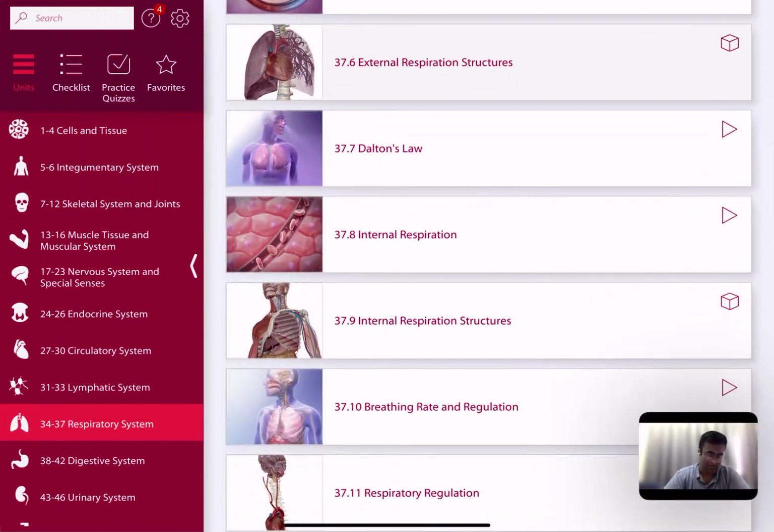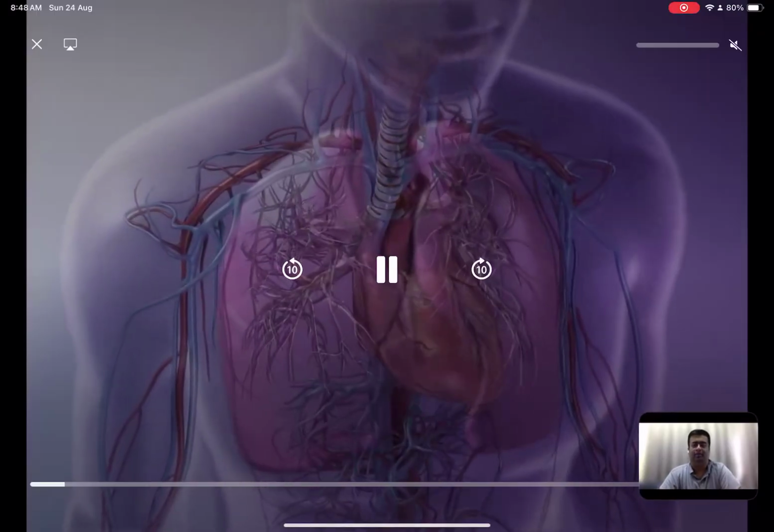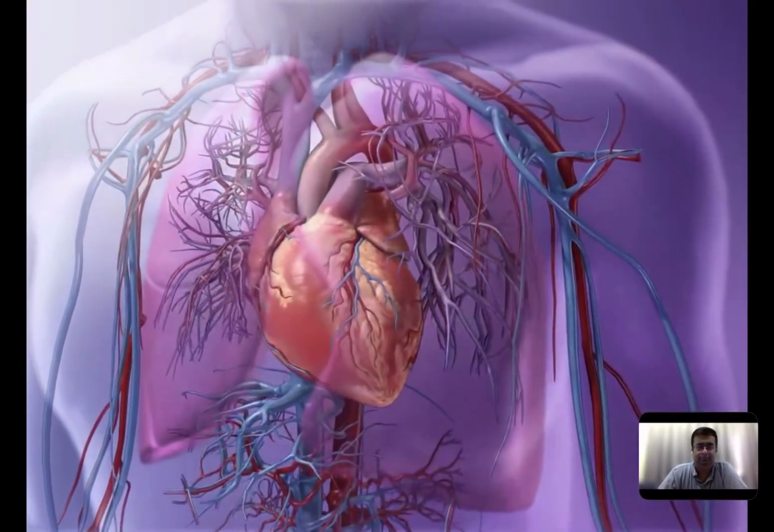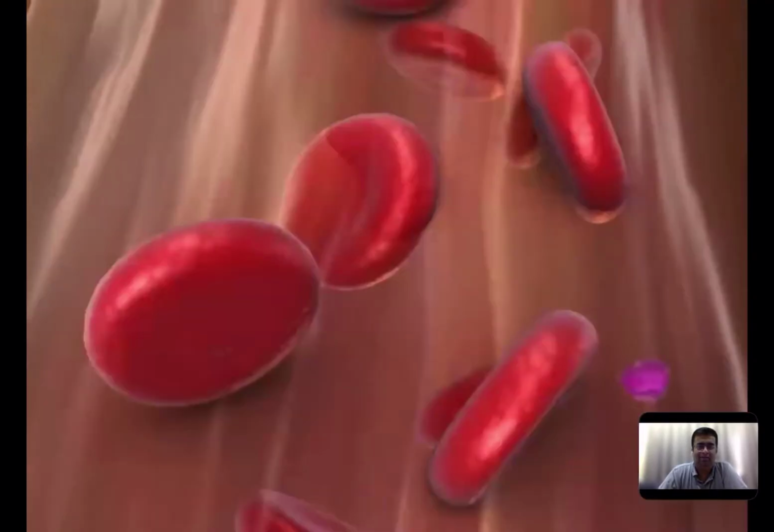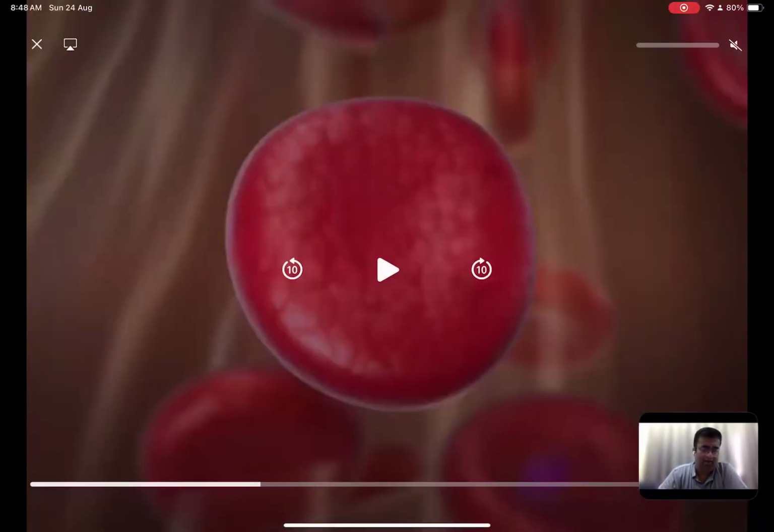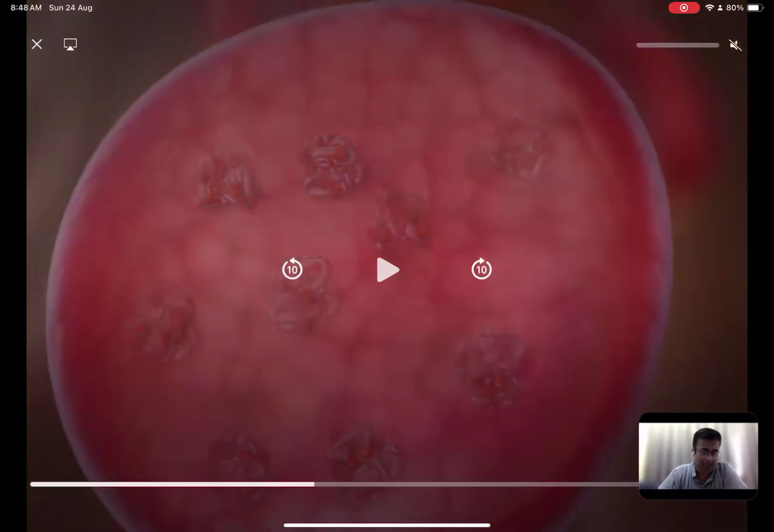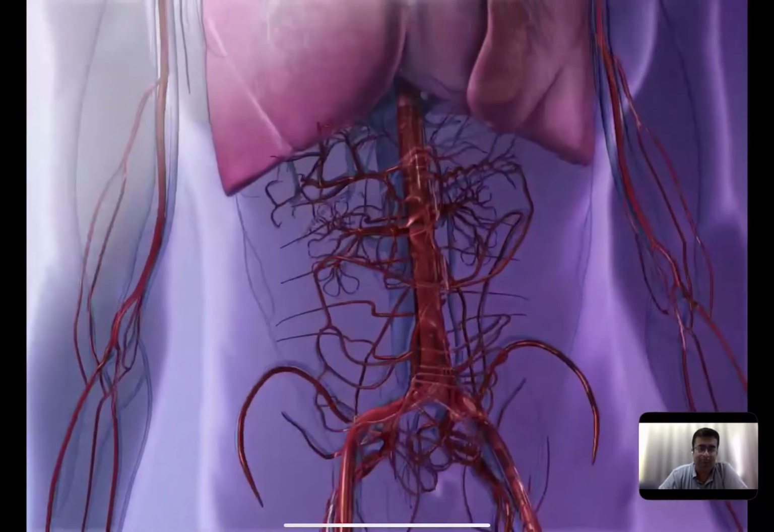Now let us see internal respiration, how the oxygen gets delivered to the tissues, and also how carbon dioxide from the tissues is received by the blood. The bloodstream delivers oxygen to cells and removes waste carbon dioxide through a process called internal respiration. In the lungs, oxygen is absorbed into the erythrocytes in the bloodstream. So the RBCs containing hemoglobin will carry the oxygen in the form of oxyhemoglobin. Each molecule of hemoglobin can bind to about 4 molecules of oxygen. The oxygenated blood then moves through the vasculature.